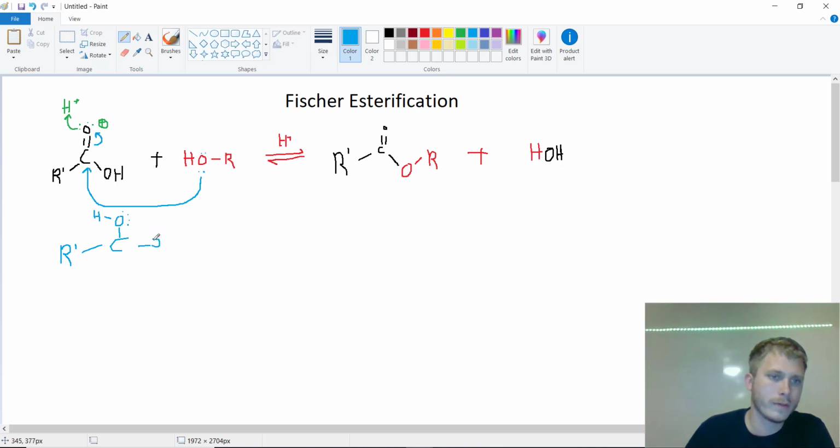We have our alcohol, my mouse is glitching. I think I have something running in the background that's causing my computer to lag a little bit. And then we have our alcohol.